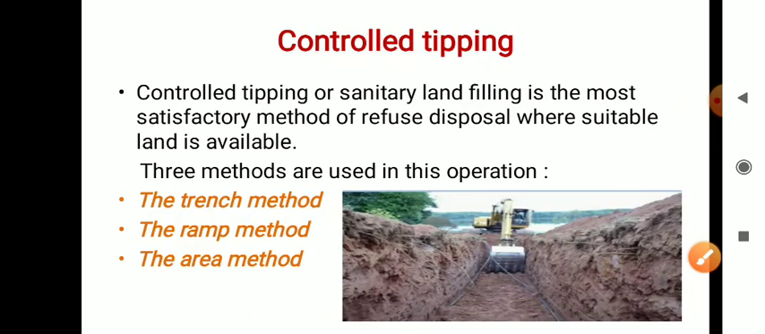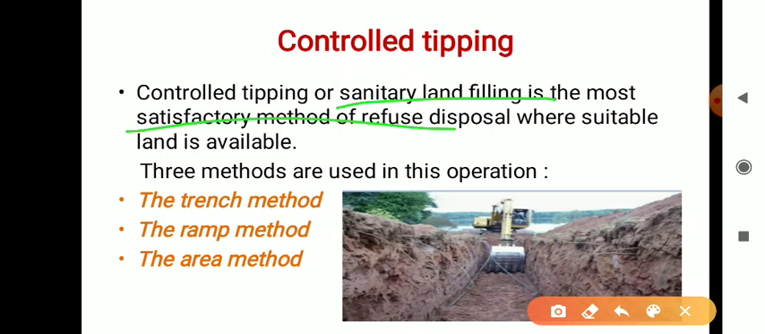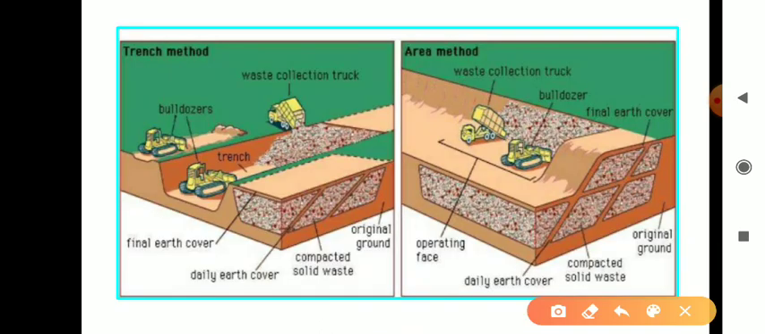In the next slide we will see controlled tipping. Controlled tipping is also known as sanitary landfilling. It is the most satisfactory method of refuse or garbage disposal. There are three methods mainly used: trench method, ramp method, and area method. We will discuss them one by one.